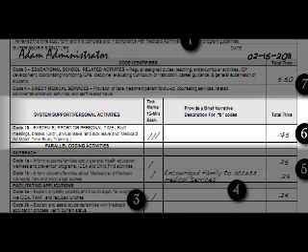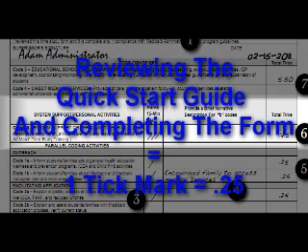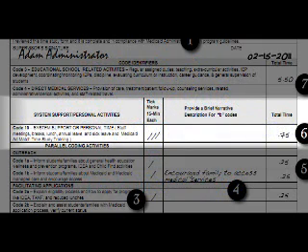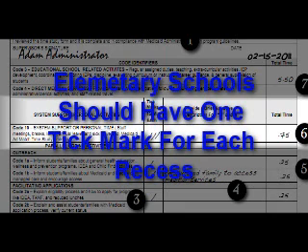Now, everybody should have at least 1 tick mark on a time study day for spending a minimum of 7.5 consecutive minutes reviewing the Quick Start Guide as a training source. We encourage you to review the Quick Start Guide because that'll help you think about some activities that you may have done that you may not have thought about, and that is considered a training also. So everybody should have at least 1 tick mark for reviewing the Quick Start Guide for a minimum of 7.5 consecutive minutes. Elementary schools with recesses should have 1 tick mark for each recess.